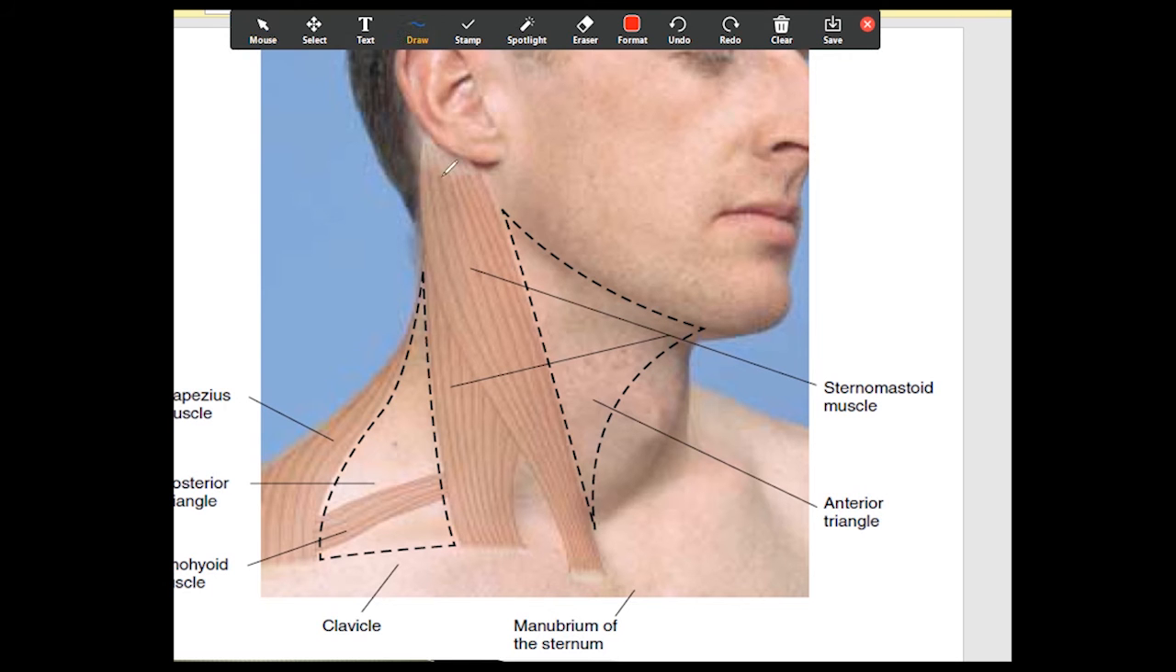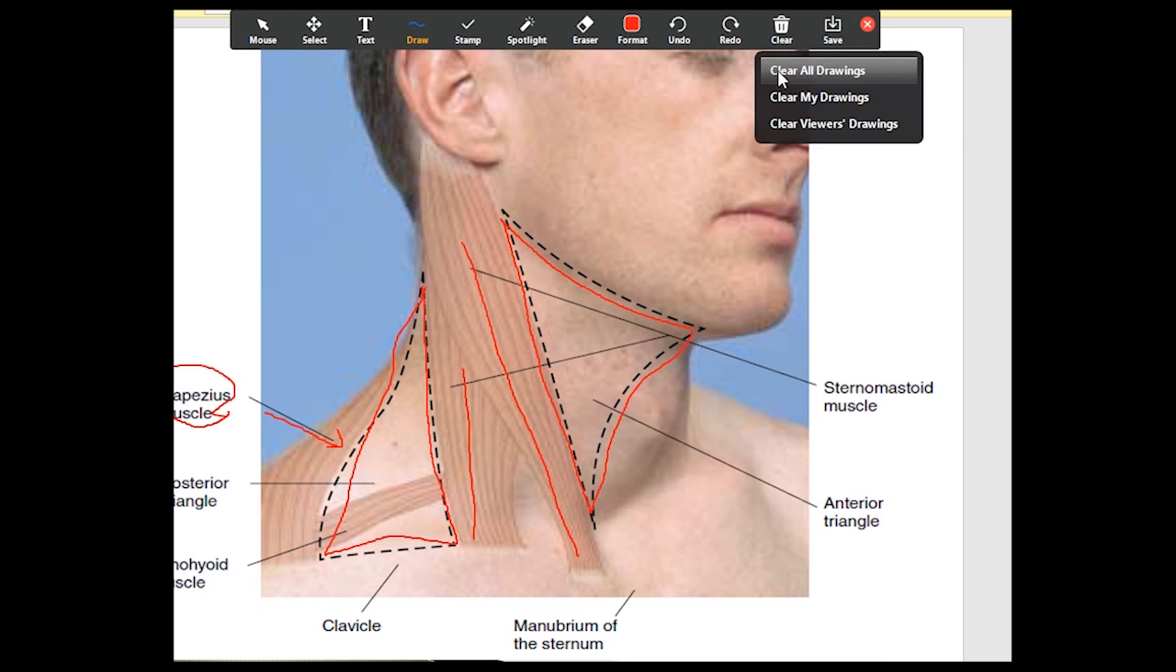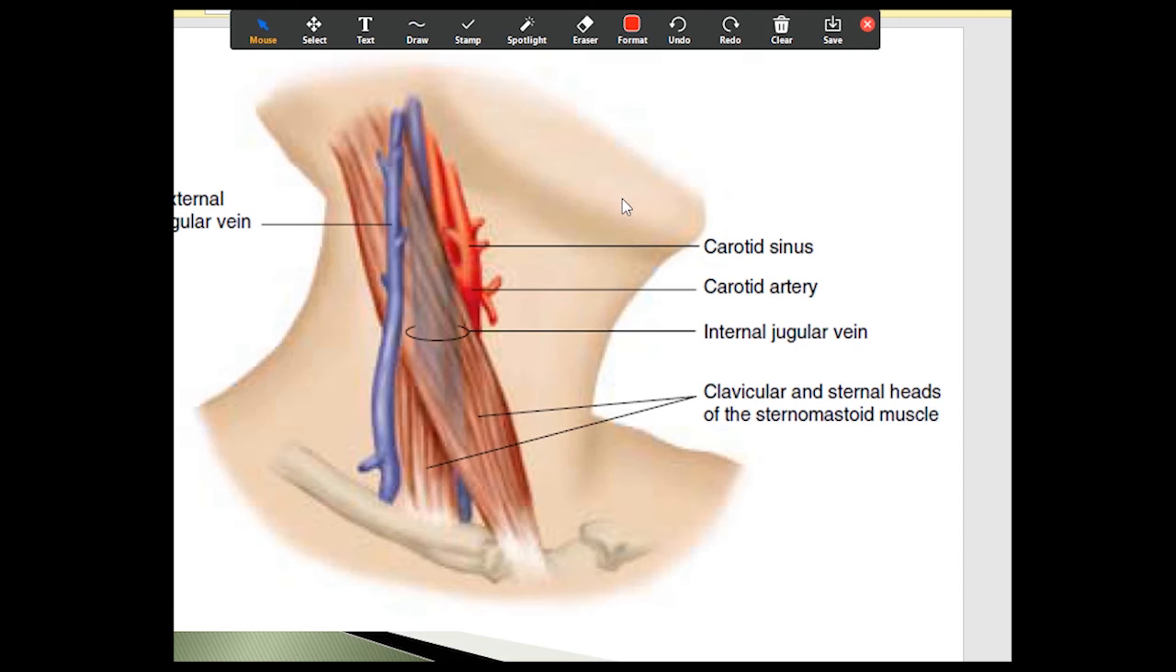If we find some nodules, we can record where it is, like it is located in the anterior triangle, or maybe it is located in the posterior triangle. Basically, the big muscles here separate these two triangles, together with the trapezius muscles here. So that's just the anatomy area.